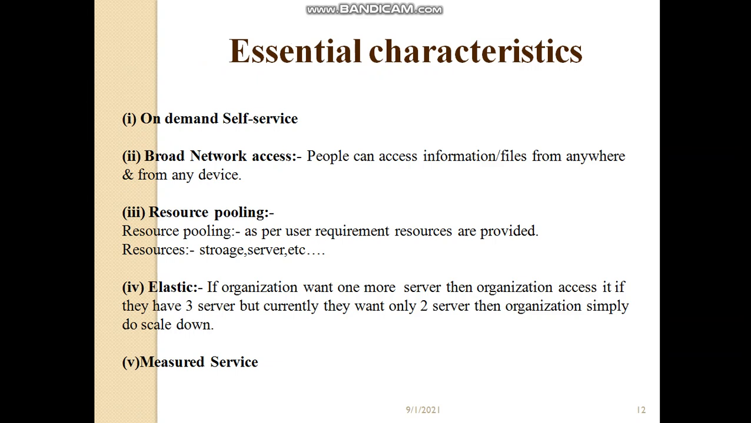The fourth characteristic is elasticity. Let's say there is one organization and they have three servers on cloud, but they want one more server, so they can easily scale up, you can say they can easily add one more server. Or if they have three servers but only want two, they can easily scale down. That means they can easily delete one server. The fifth is measured service. There is a very famous term in cloud, that is pay as per use. So this is nothing but measured service.